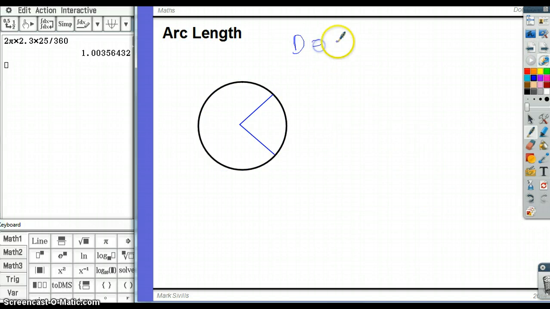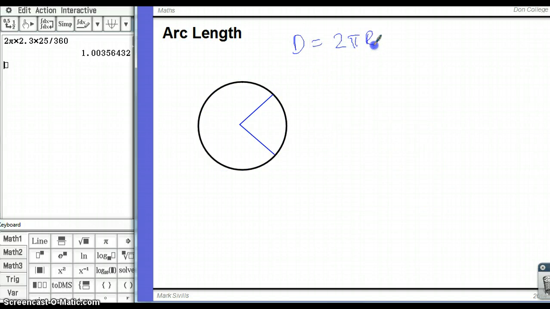If D equals 2 pi r theta over 360, and this is 21 degrees, and this is 6371 kilometers, can you work out what that distance is there in kilometers? So pause the video, have a go, and check back in a minute.